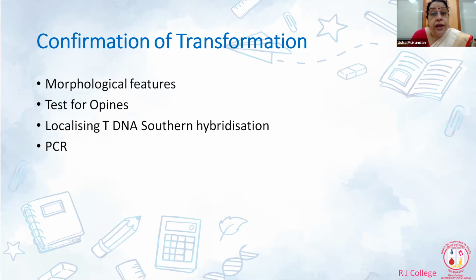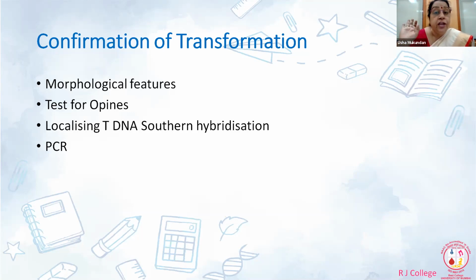So you may also get roots because of wounding, but you are interested only in the transformed roots or the hairy roots. So how do you confirm that they are indeed transformed? By doing certain tests. One simple test is the morphological feature.